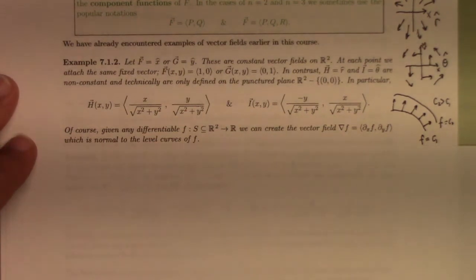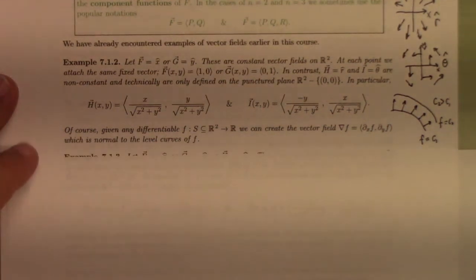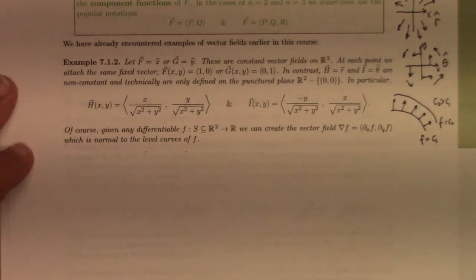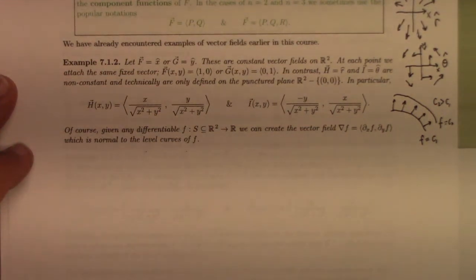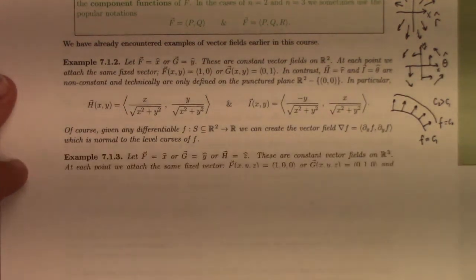Now, is every vector field a gradient field? Well, no. We've seen some of that in the homework. If it is a gradient vector field, then there has to be a certain relation between the x and the y components. And we'll talk more about that in our discussion of what are called conservative vector fields. But let's go on here.